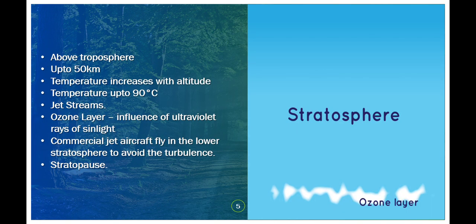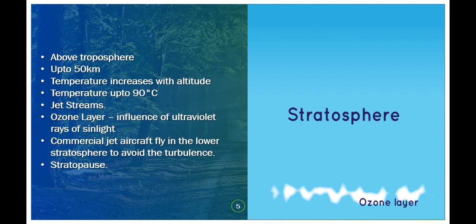Stratosphere. Above the troposphere, it extends up to an altitude of about 50 kilometers. The temperature shows an increasing trend with higher altitude, and may reach up to 90 degrees Celsius. The wind movement here is called the jet streams, which influences our weather and climate very greatly. The ozone layer is present in the stratosphere, which is formed due to the influence of ultraviolet rays of sunlight, and it protects us from harmful UV rays.